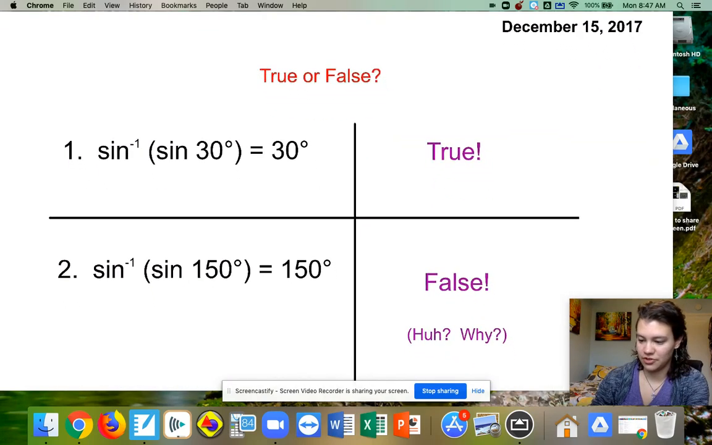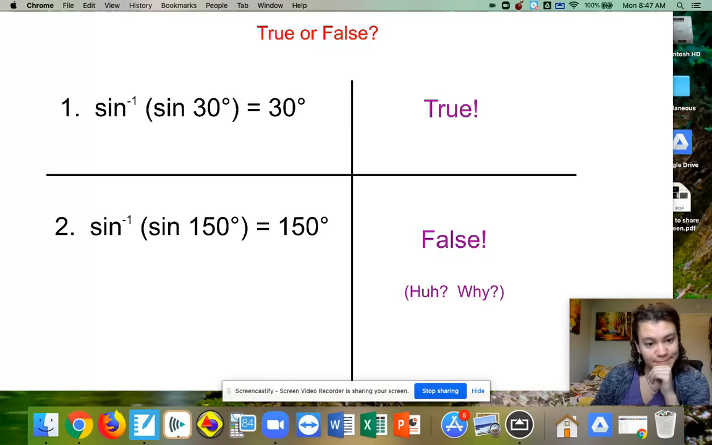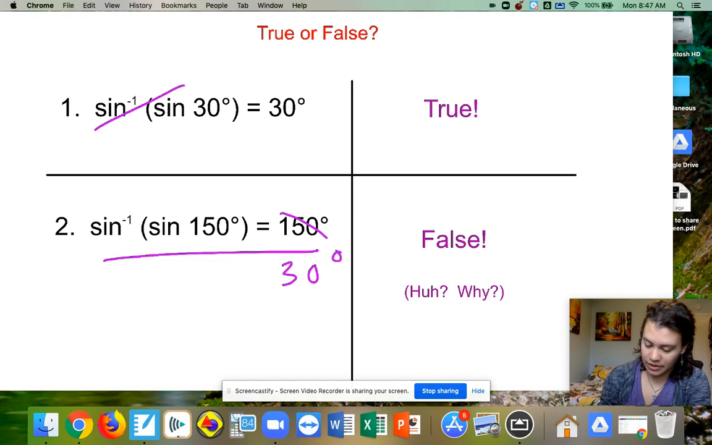So here's another true false for you. Try and think about why. So this one is true, you just cancel whatever. This one here is going to be false. The reasoning being, this is going to still give you 30.